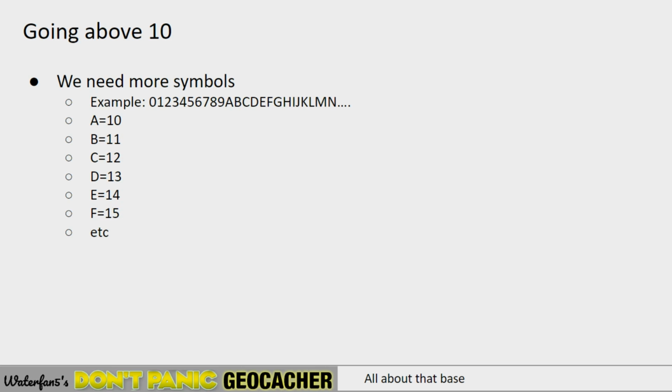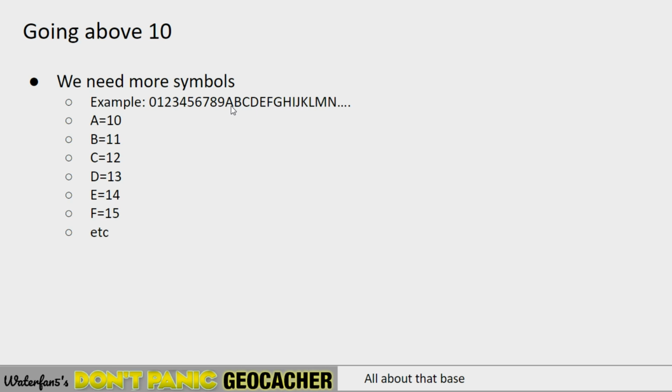Now, what if we use bases that are higher than 10? Well, first of all, we're going to run out of symbols, right? We have only 0 to 9, and so we have to invent more symbols. And so the typical convention is that the alphabet is used. This is not mandatory, however.